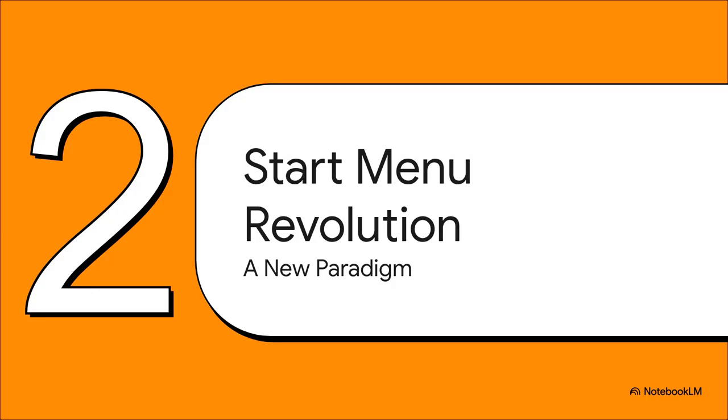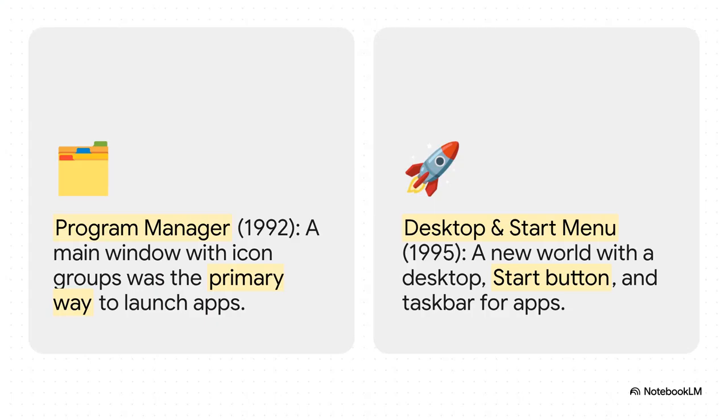All right, now we're building towards what is, honestly, probably the single most important moment in the entire history of Windows. This wasn't just another update. This was a complete teardown and rethinking of how people should interact with a computer. So before 95, if you wanted to launch an app in Windows, you had to open this thing called the Program Manager. It was basically just a big window filled with icons.